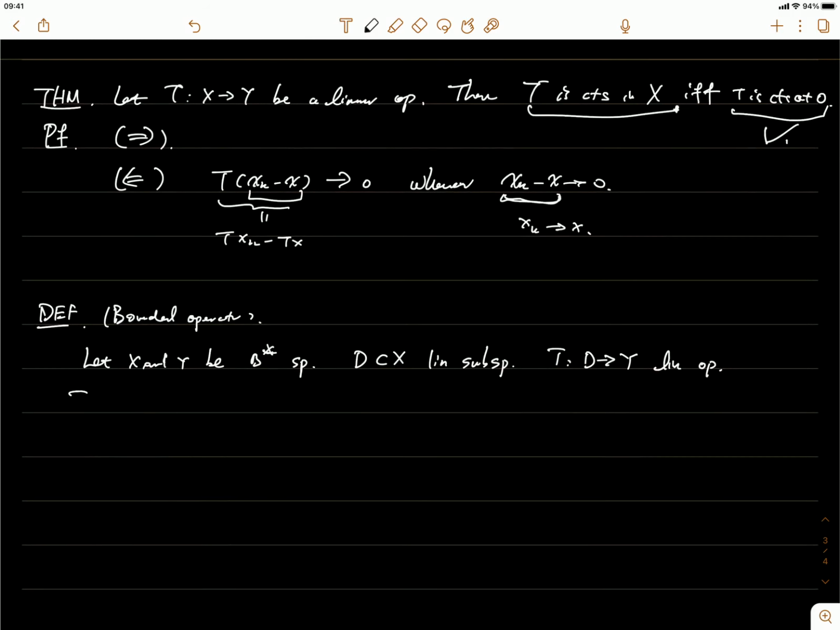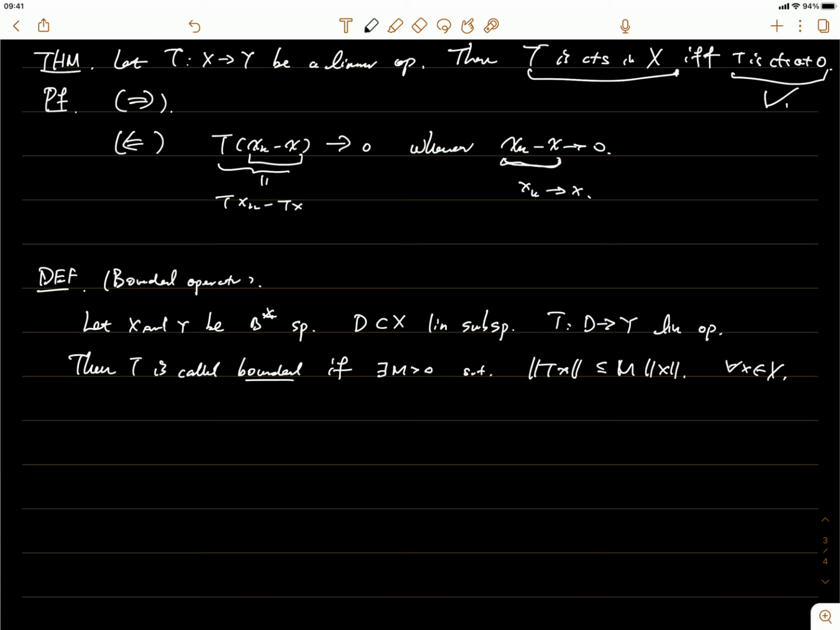Then we say T is called bounded if there exists some M such that the norm of Tx, apparently this is the norm in the space Y, is less than or equal to M times the norm of x. If this is true for any x, then we say that T is bounded.